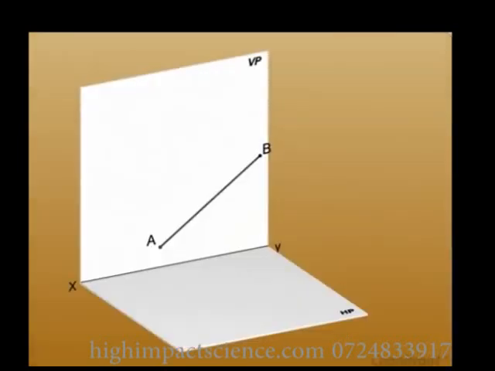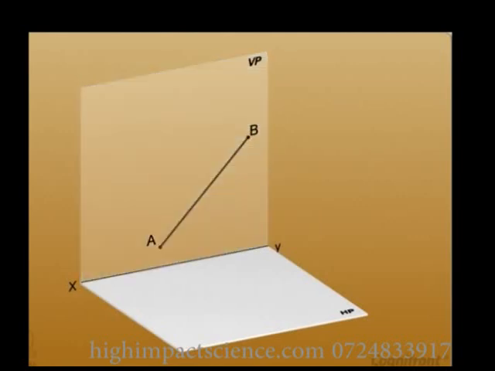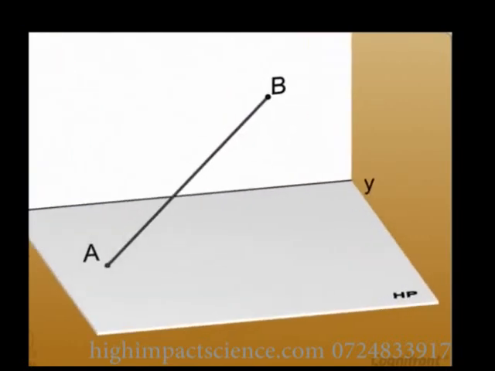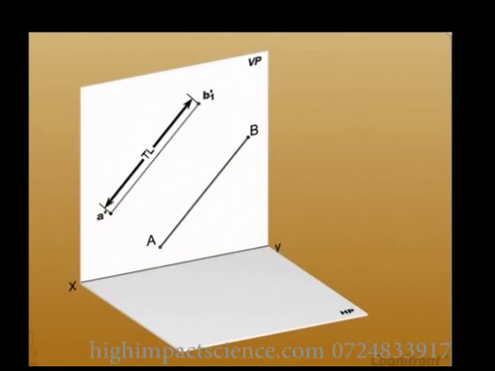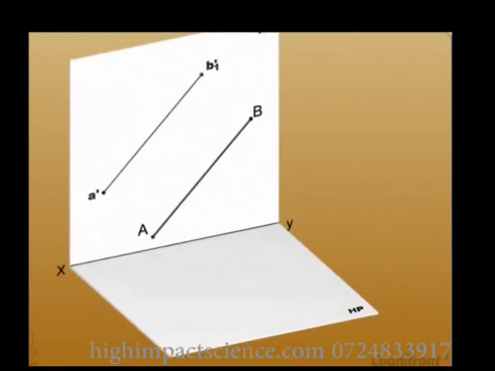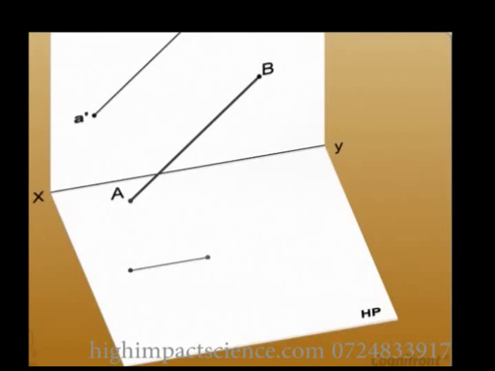Consider line AB parallel to VP and inclined to HP by an angle of 45 degrees. Its projection A'B' on VP gives its true length and an inclination with XY. The top projection is a shorter line AB1 parallel to XY.